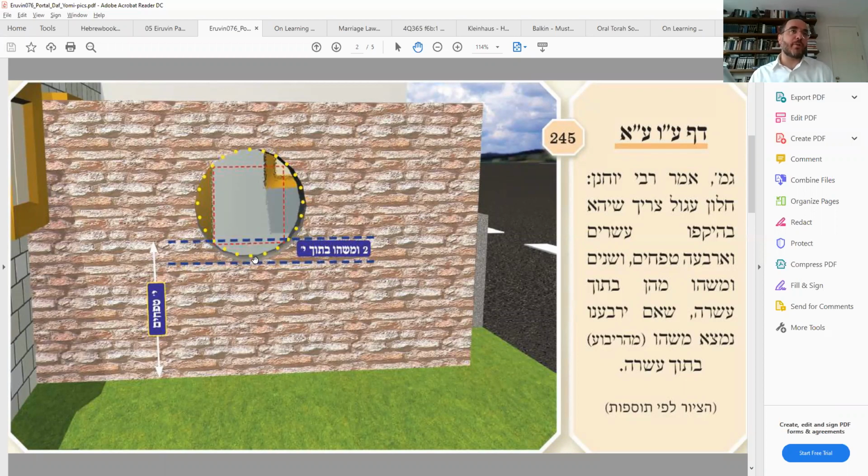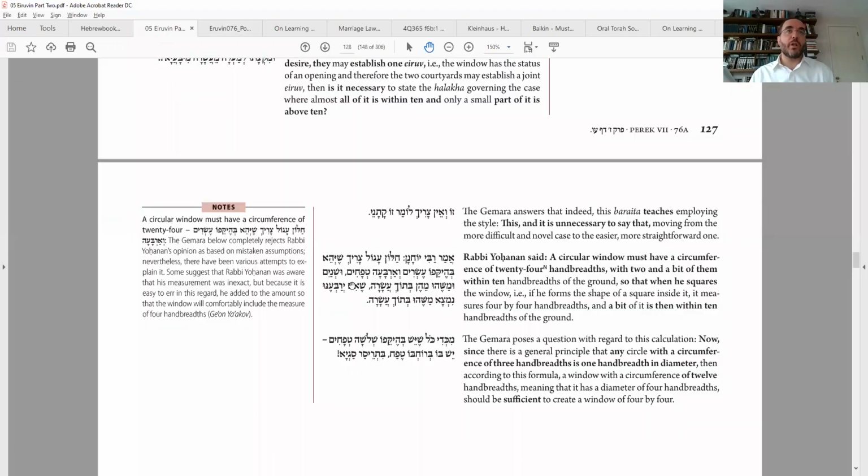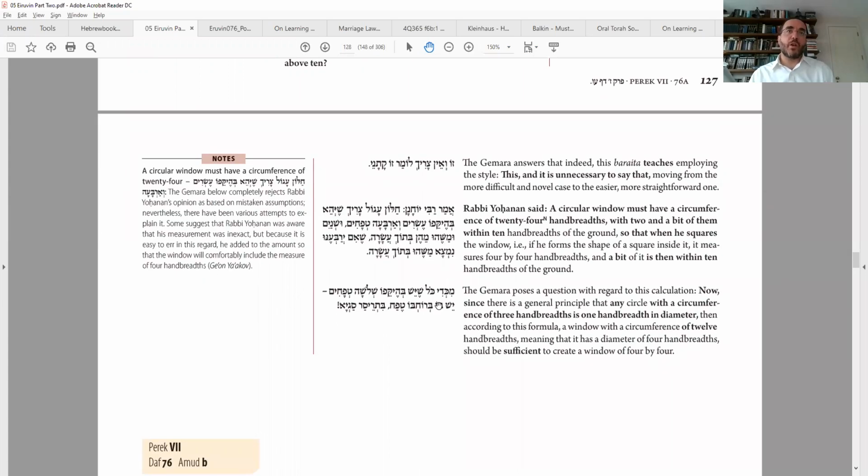Okay, but the other part of it is that we're looking for a circle that will have the square inside of it, and in order to do that, you want to have it at least 2 and a little bit of the tefachim under, so that when you do inscribe the square, a little bit of the square will be under. Okay, that's Rabbi Yochanan's point. We're not going to discuss the second point, but rather the first one. Michdi kol sheyesh be'kefo shelosha tefachim yesh bo berochbo tefach betresad sagya.